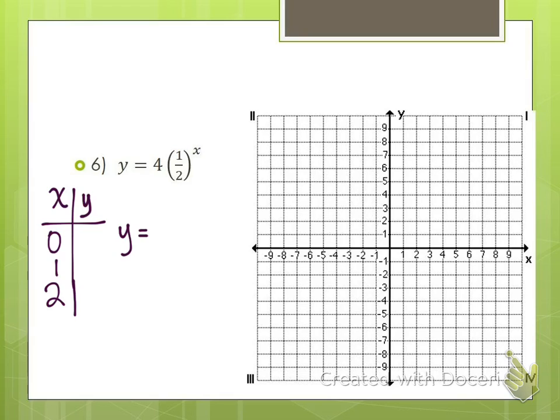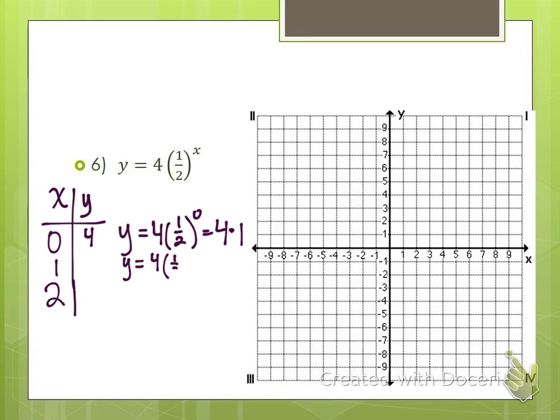So for the first one, we've got y equals 4 times 1/2 to the 0 power. 1. Careful. What's getting raised to the 0 power? The 1/2 is getting raised to the 0 power. So that part of it equals 1, but then we still have to multiply it by 4. 4 times 1 is 4. So this is 4 times 1. We end up with a 4.